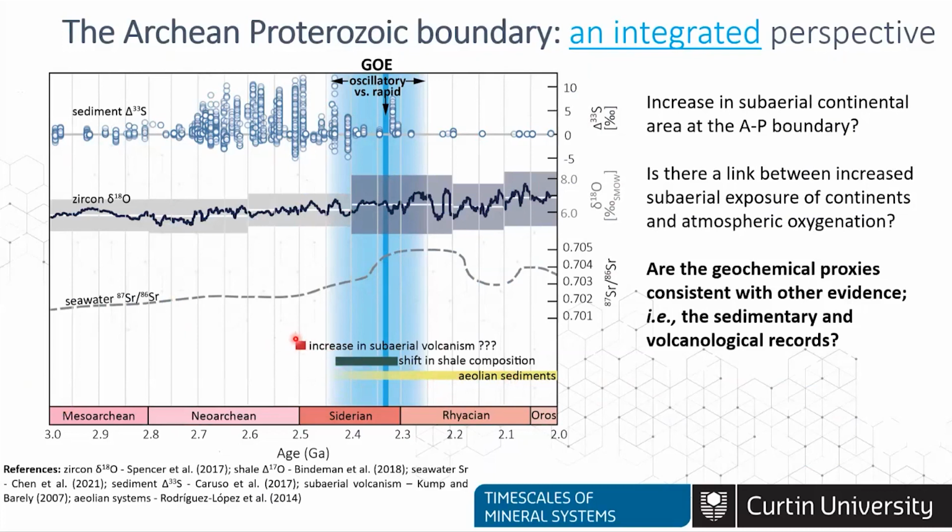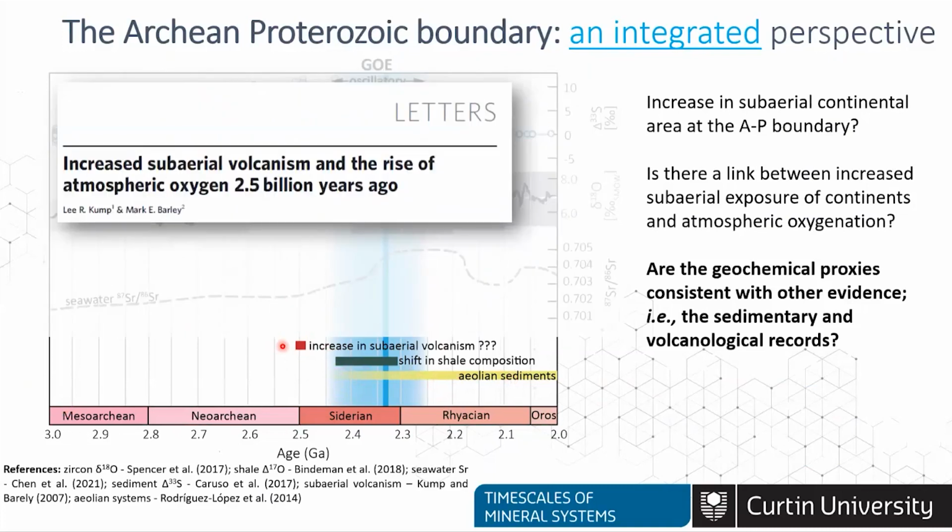It has also been suggested that we had a significant increase in subaerial volcanism, and this is something that was suggested based on the large igneous province record. And Lee Kump and Mark Barley were the first ones to propose this, as far as I know. So this paper here is a paper that rightfully is very heavily cited, and it's a great study. It is often cited to argue for the emergence of continents at 2.5 GA.